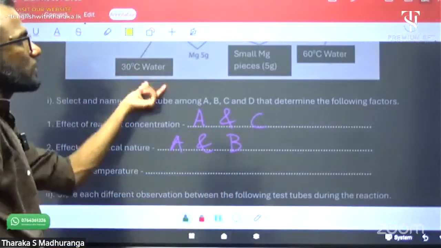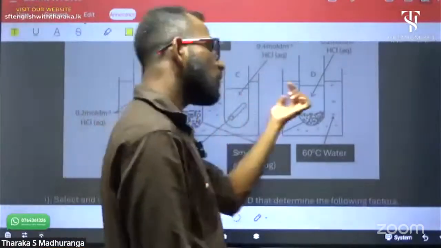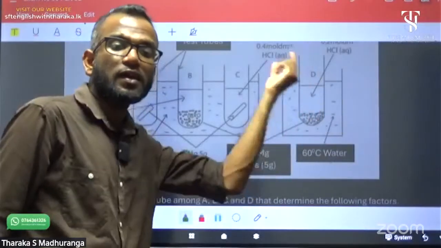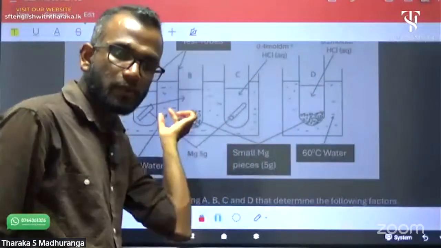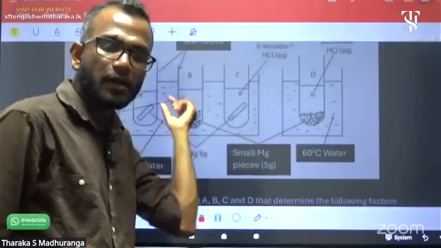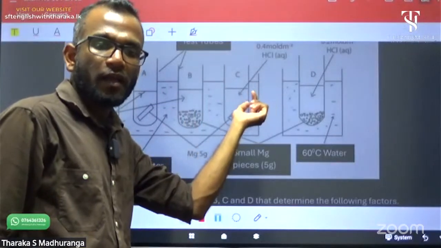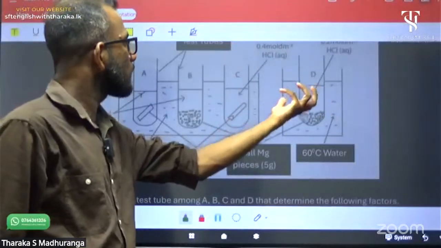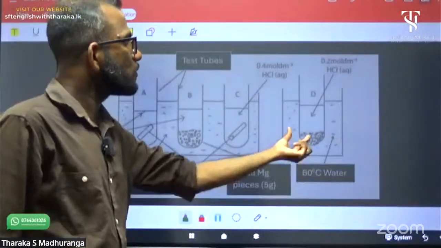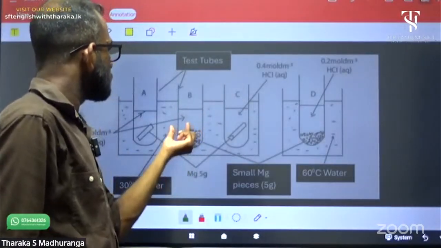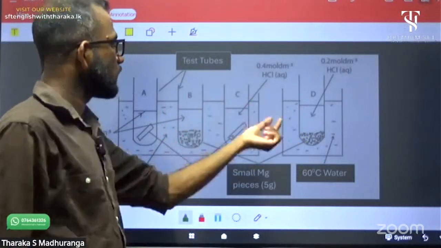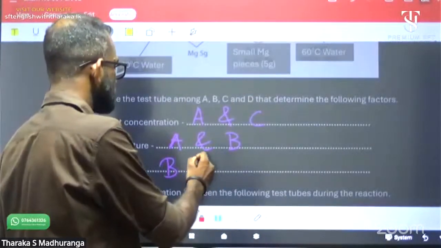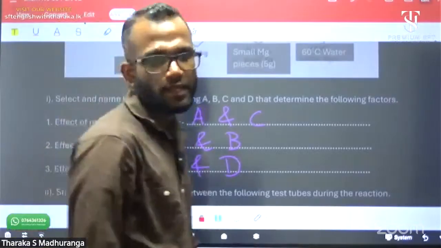To show the effect of temperature, D is a must. Why? Different temperature. But you have to get another test tube among A, B, C with all other factors the same as D. Then concentration 0.2: B has concentration 0.2. Physical nature is also the same. Then B and D. They are the answers.